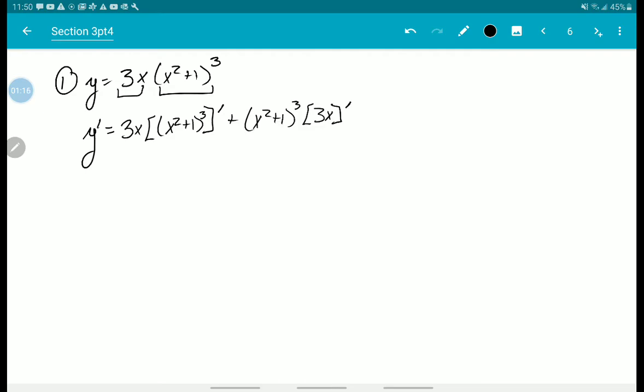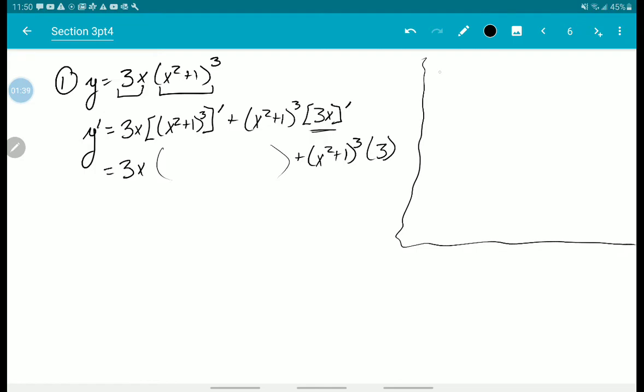Now we're going to have to take some derivatives. So we're going to have 3x, and then we're going to have times some stuff here, plus (x squared plus 1) to the third, and the derivative of 3x is 3. But what is this stuff? How do we find that? That's where the chain rule is going to come in. So I'm going to do that off to the side. So we have (x squared plus 1) to the third, and we want to take the derivative of that.